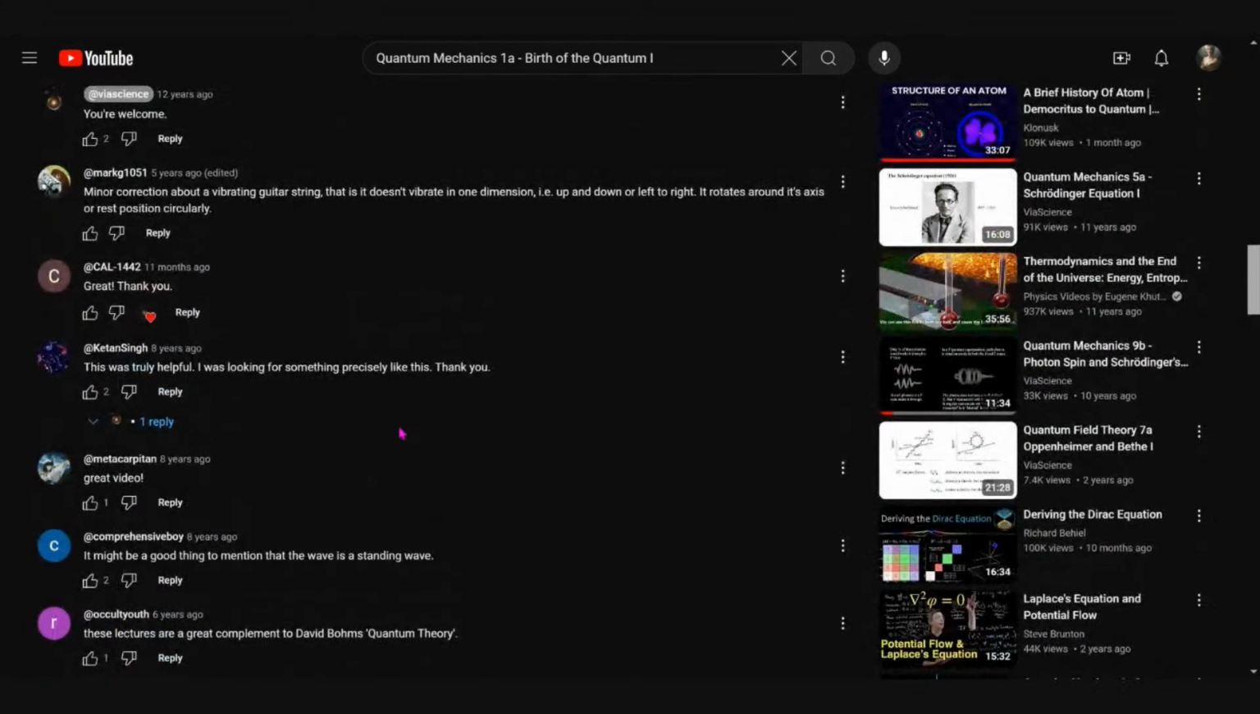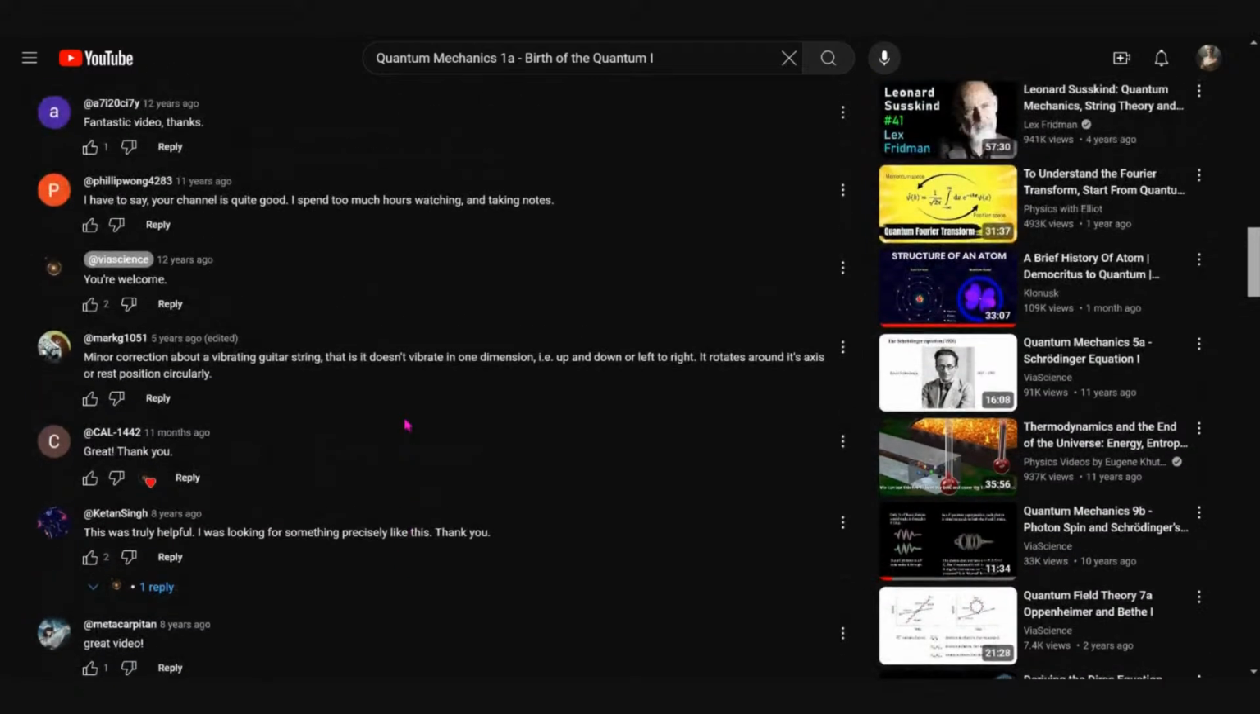Okay, this was truly helpful. Minor correction of vibrating guitar string. That is, it doesn't vibrate in one dimension, i.e., up and down or left and right. It rotates around its axis or rest position circularly.